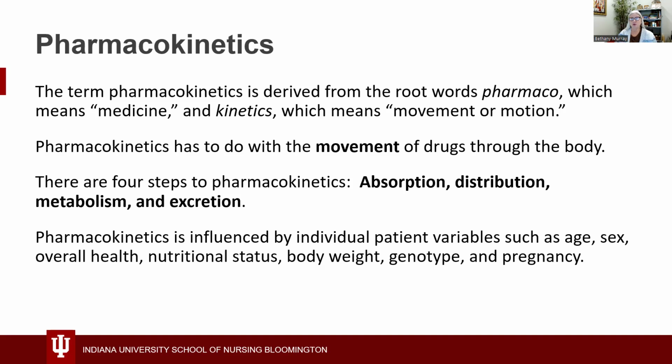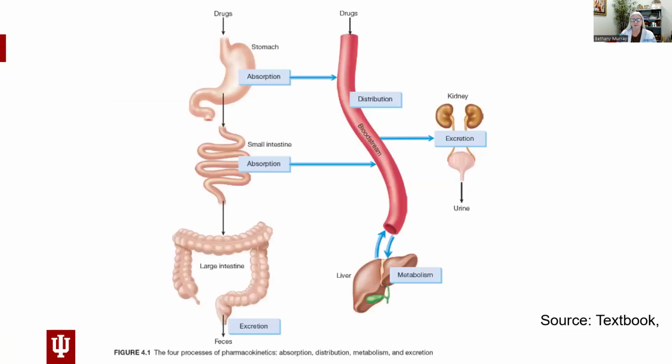So there are a lot of individual variables: age, biological sex, overall health, polypharmacy, comorbid health conditions, nutritional status, body weight, gene types, and pregnancy status, which will affect how our bodies absorb, distribute, metabolize, and excrete medications.